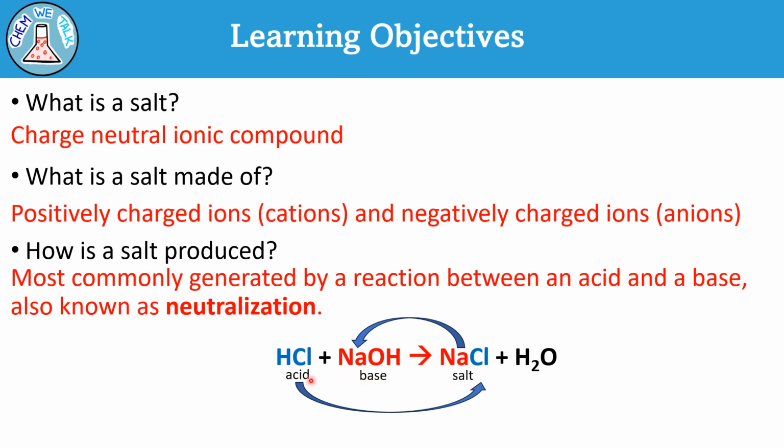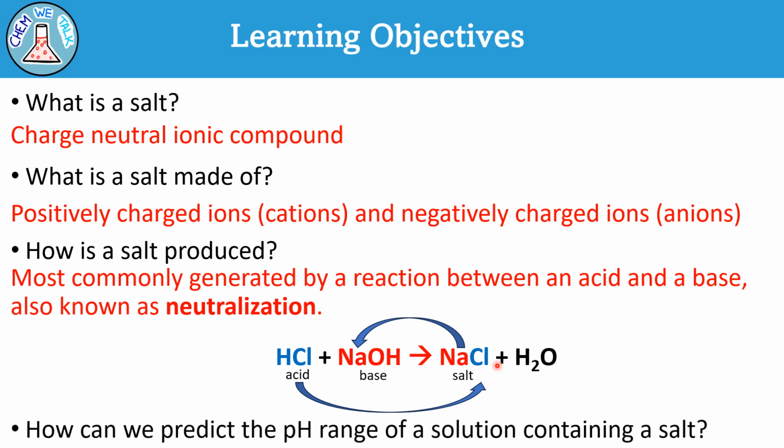We see that the cation from the base, the Na+, reacts with the Cl- from the acid to produce the NaCl salt, and the H+ from the acid reacts with the OH- from the base to produce water as a byproduct. However, knowing the answer to those three questions so far does not answer the main question of this video, which is how can we predict the pH range of a solution containing a salt?